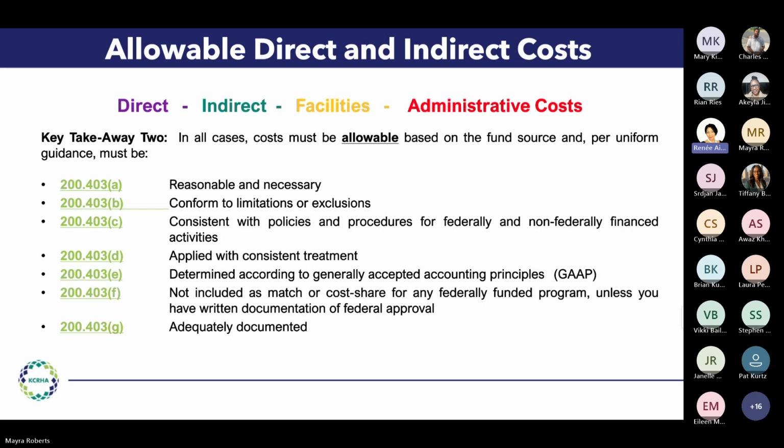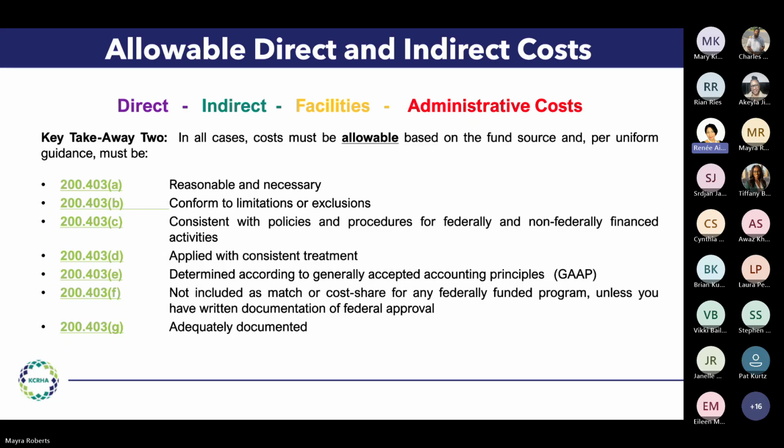Okay. Another key takeaway is that in all cases, regardless of whether it's charged as a direct cost or an indirect cost, all of those costs must be allowable based on the fund source, and per uniform guidance, these additional rules must also apply. They must be reasonable and necessary costs. They must conform to the limitations or exclusions of that particular fund source. They must be consistent with policies and procedures for federally and non-federally financed activities.